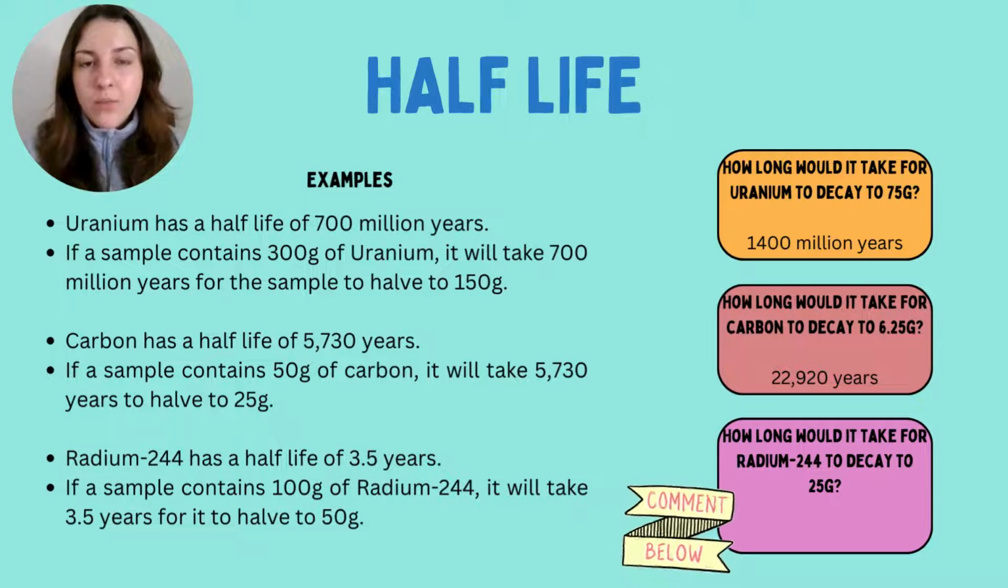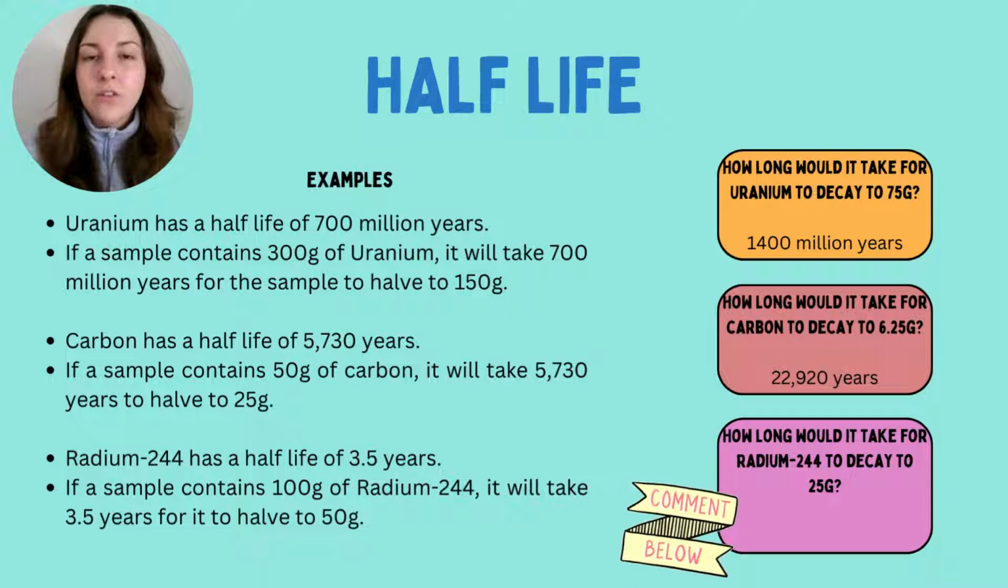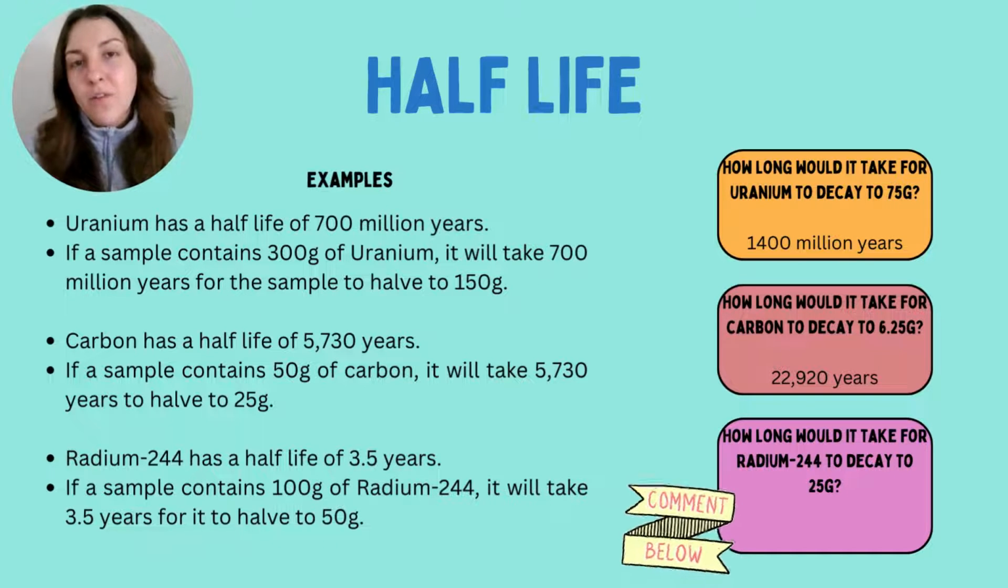So 4 times we've done that, and we need to times that by the 5,730. So if we do 5,730 times 4, we would get an answer of 22,920 years for that amount of carbon to decay by that much in terms of mass.